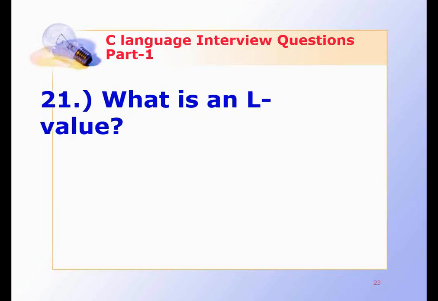What is an L value? An L value is an expression to which a value can be assigned. The L value expression is located on the left side of an assignment statement, whereas an R value is located on the right side of an assignment statement. Each assignment statement must have an L value and an R value. The L value expression must reference a storable variable in memory. It cannot be a constant.